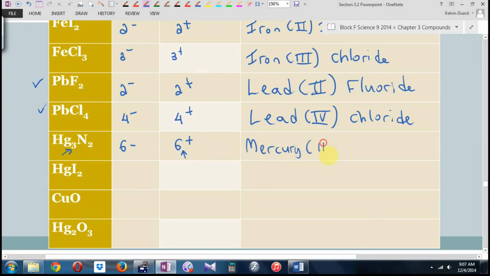This is going to be mercury 2 nitride. Mr. Dueck, you capitalize these. Actually, you don't need to capitalize them. It's just a habit I have, in case you're wondering why I capitalize the names. The element symbols are always capitalized, first letter.